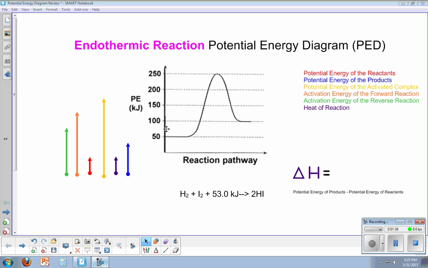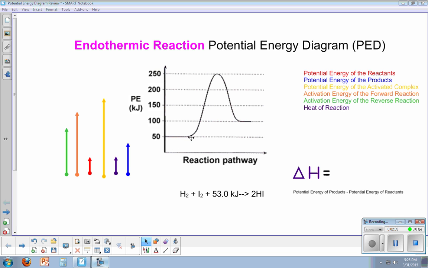You see that the diagram starts with a certain amount of energy, in this case 50 kilojoules of stored potential energy. It ends with 100 kilojoules of stored energy. When we read our diagram, we read from left to right, and that's called the forward reaction. Unless they say otherwise, we assume we read from left to right. So the forward reaction here is represented by H2 plus I2 plus 53 kilojoules of heat produces 2HI.